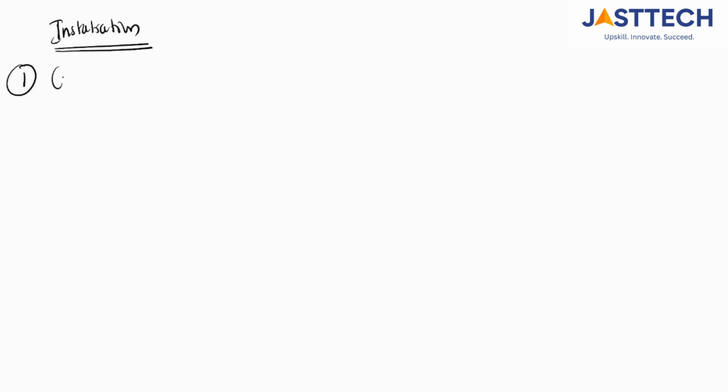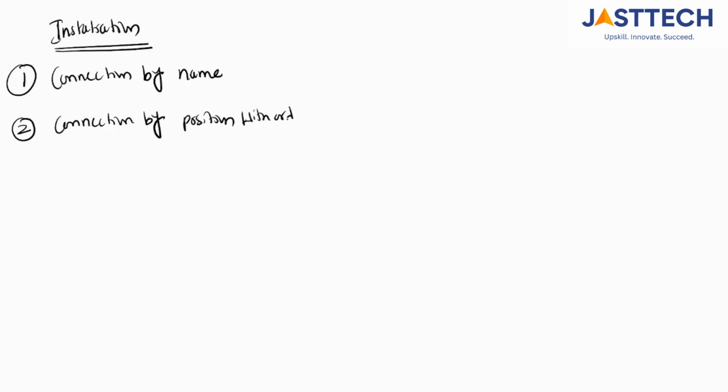One is connection by name, and the next one is connection by position with ordered list. Okay, first we will see the connection by name. What is this connection by name? Connection by name we will see. Okay, so connection by name is here.